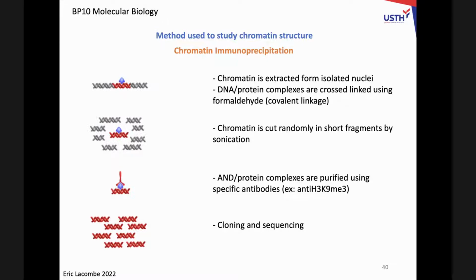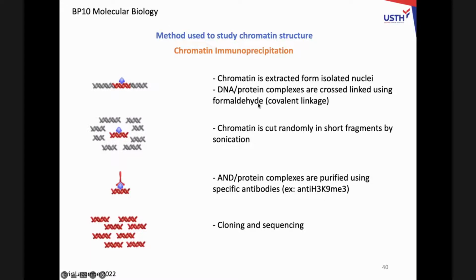But if you want to extract chromatin without really perturbing all the interactions, you first need to isolate nuclei. It's very simple to do. It's a simple centrifugation, and then you can extract the chromatin. So the chromatin, I already told you, is the complex of DNA plus all the proteins that are linked to DNA. So first step, we extract chromatin.